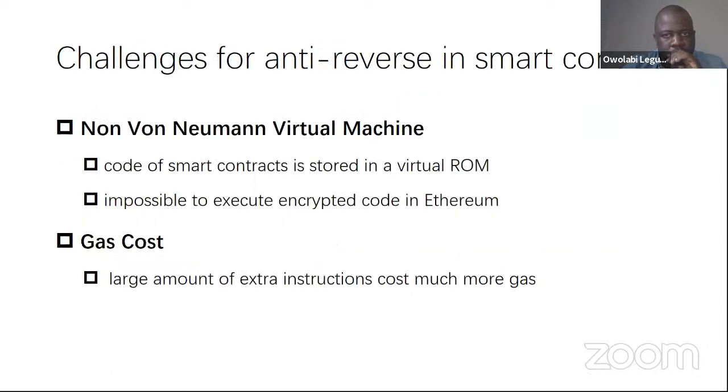From the practical perspective, there are two main challenges. Firstly, the EVM does not follow the standard von Neumann architecture, and the code is stored in a virtual ROM. The code cannot be modified during execution, so we cannot execute encrypted code in Ethereum. Secondly, the existing anti-reverse engineering techniques, such as obfuscation, add a large amount of extra instructions, and lead to a significant increase in gas cost, which makes it unacceptable to developers and users.